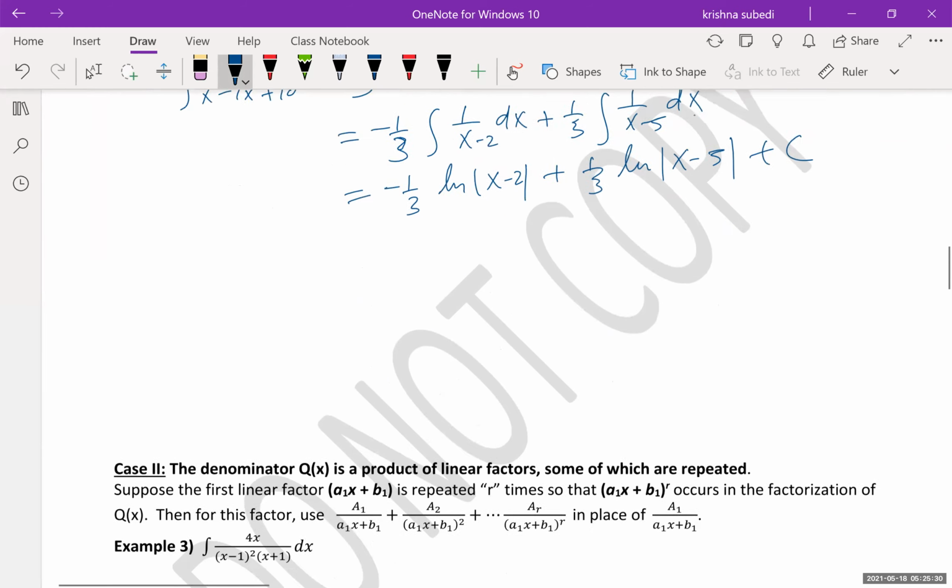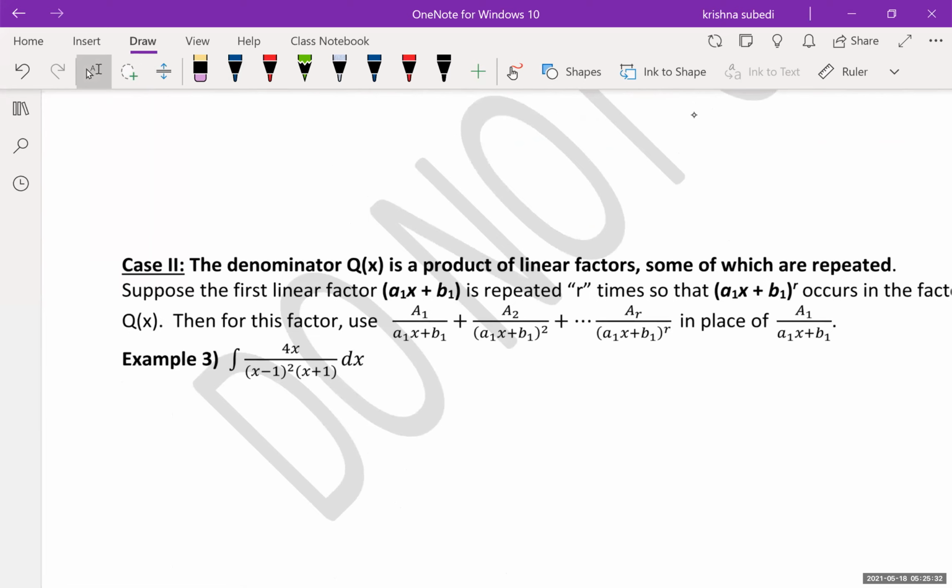For example, let's look at this example 3, and I call it case 2. So the denominator q(x) is a product of linear factors, some of which are repeated. For example, in this example 3, x minus 1 is squared. So both are linear factors, okay? But this factor is repeating, the power is 2. Then how do we change this fraction into partial fractions? What is the process? Okay, so to change this into partial fractions, this is the idea.